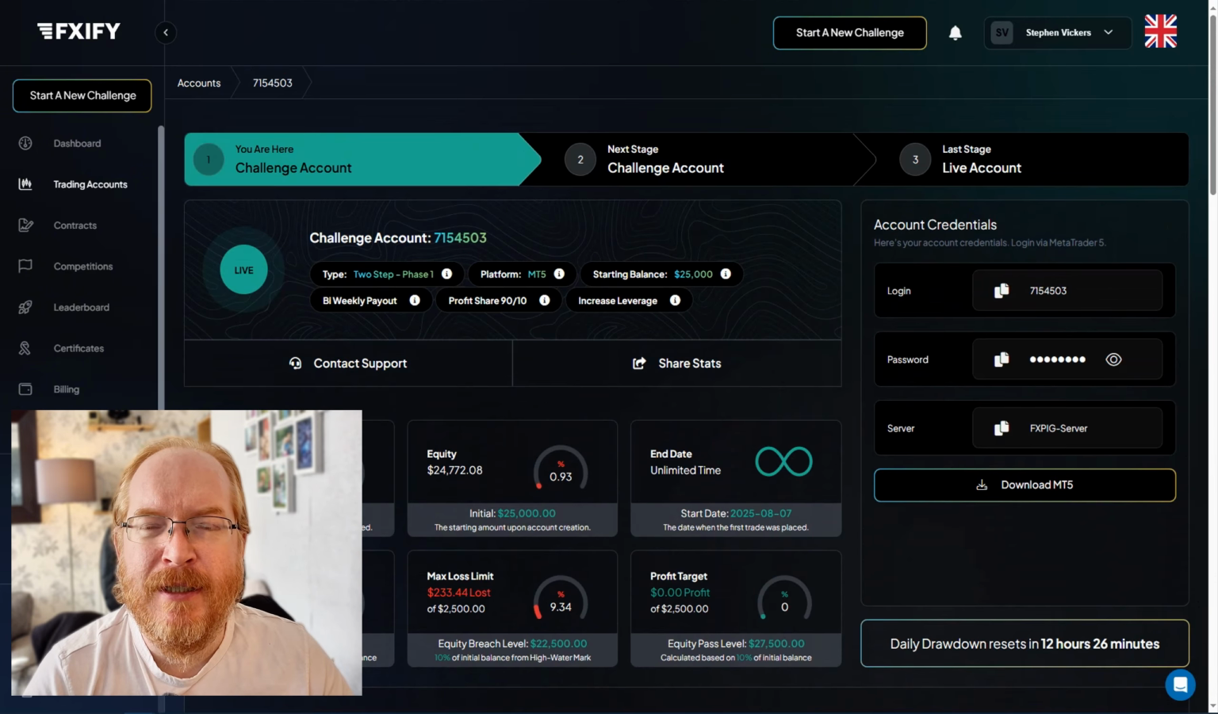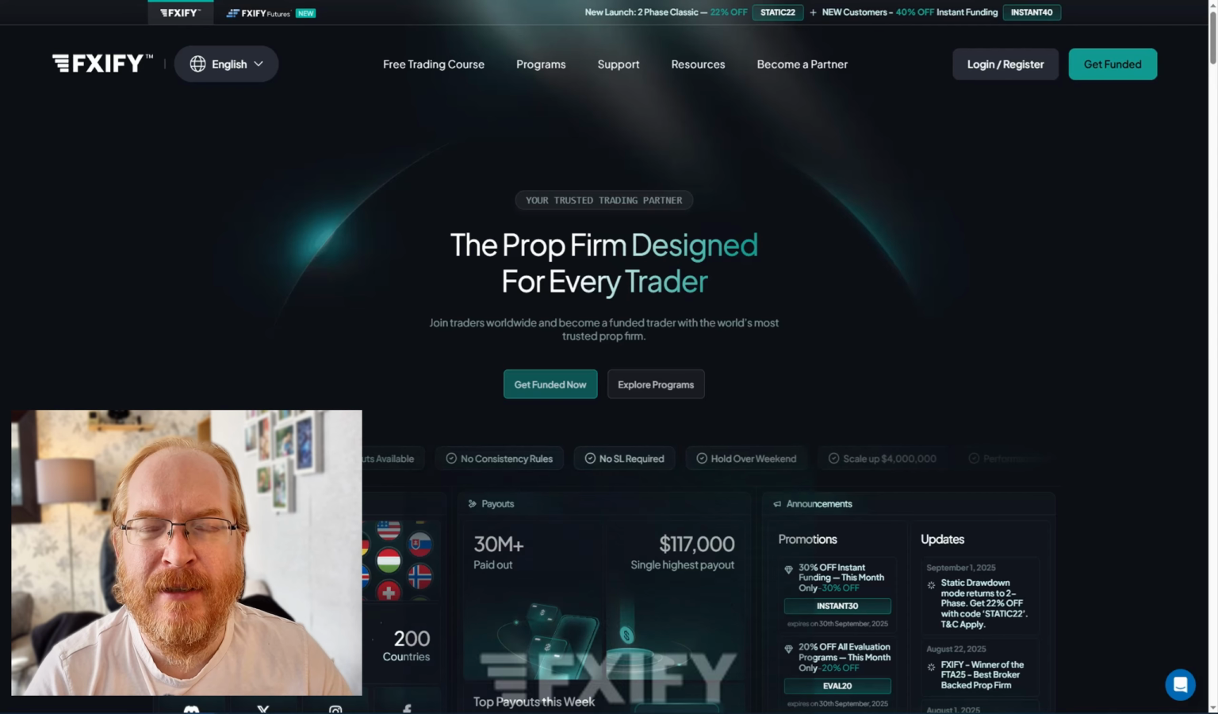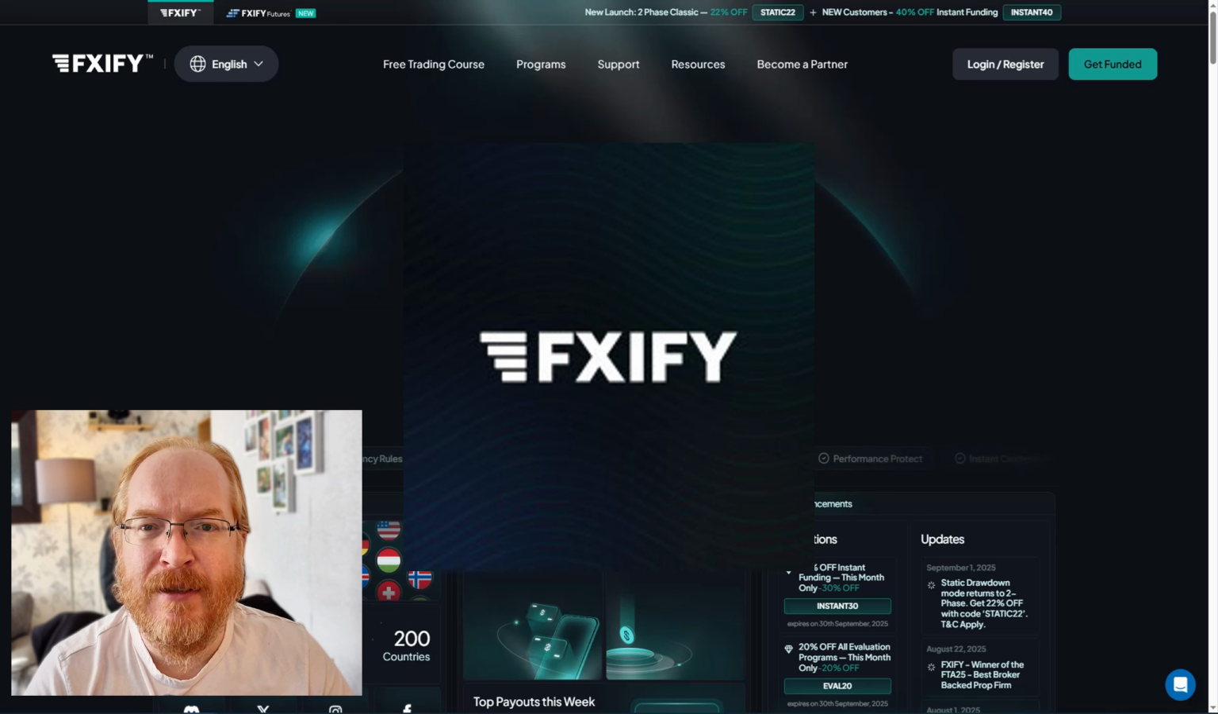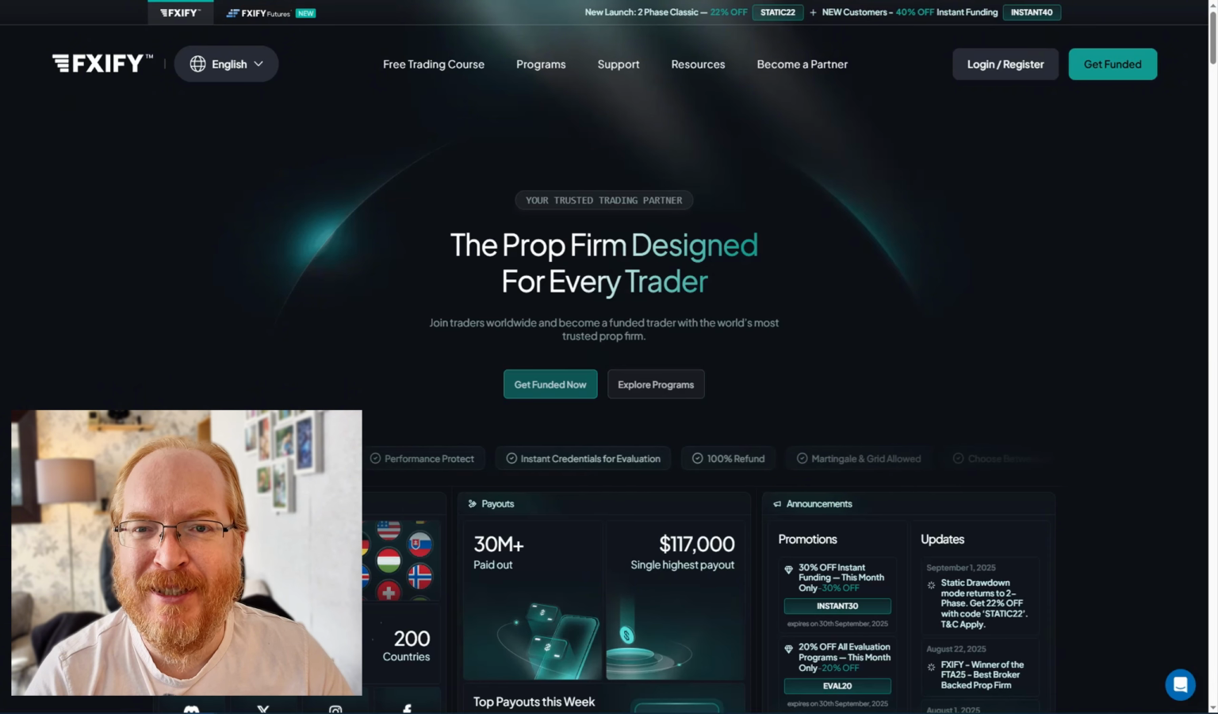So to conclude, I actually like both of these firms. I'd be happy to recommend either of them. I think if you had to push me to choose one out of the two, it would have to be Fxify here, largely because they have a static drawdown, whereas Finotive Funding have the end of day trailing drawdown plus the equity balance during the day. It seems a bit odd to me, but don't let that put you off. Both firms are great. I like them both.